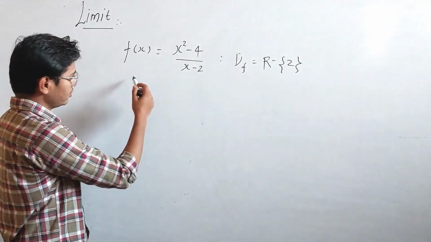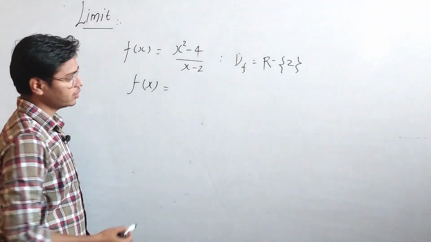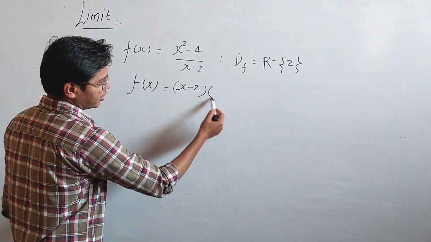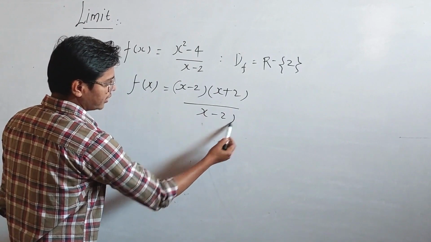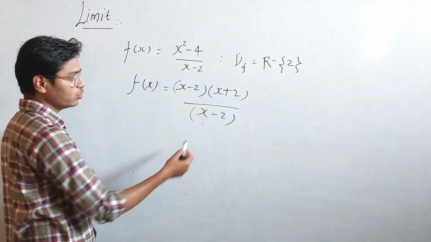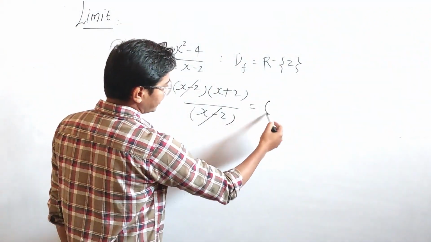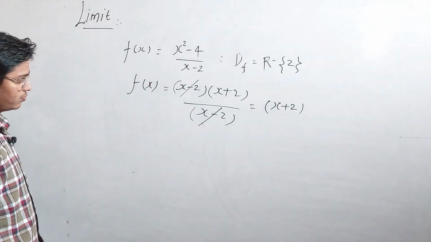So if we simplify this function, using a square minus b square, that is x minus 2 times x plus 2 divided by x minus 2. Under the consideration that x does not equal 2, we cancel out these two factors and get the output y is equal to x plus 2.